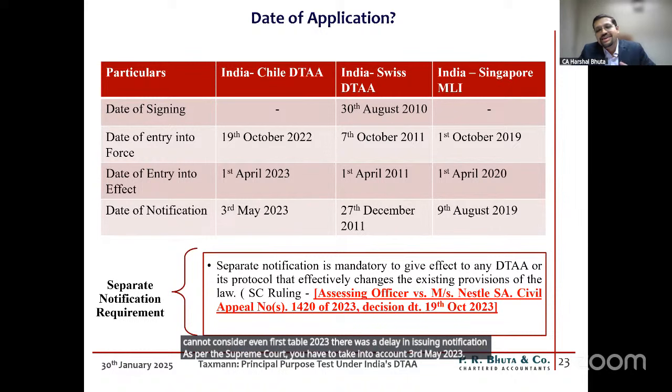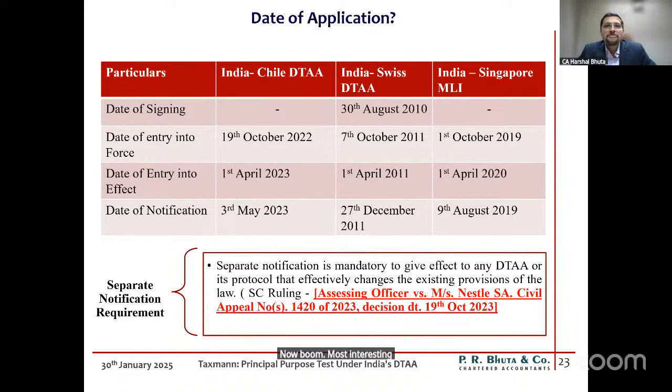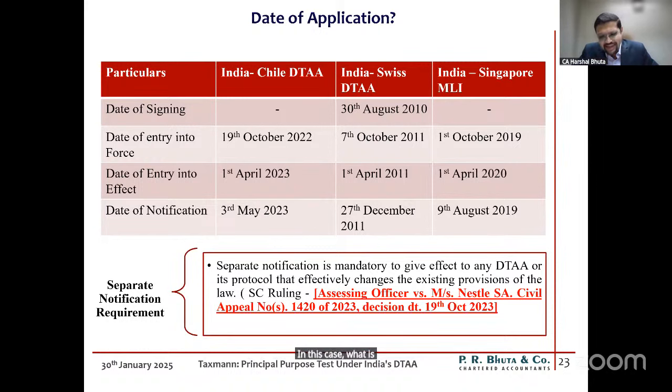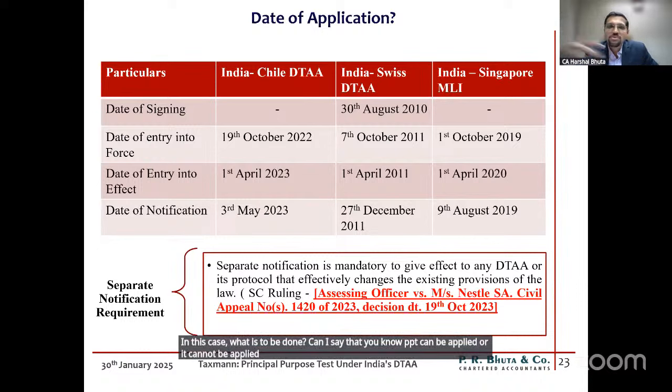Now, the most interesting situation is, let's say my arrangement was also entered into on 10th April 2023, and the tax benefit or the benefit of the article I also want to claim on 20th April 2023. Both have happened between the date of entry into effect as per the protocol and the date of notification of the protocol by CBDT. In this case, what is to be done? Can I say that PPT can be applied or it cannot be applied? So these are certain permutations and combinations that can come up, obviously only in cases where there is a delay in issuing the notification.